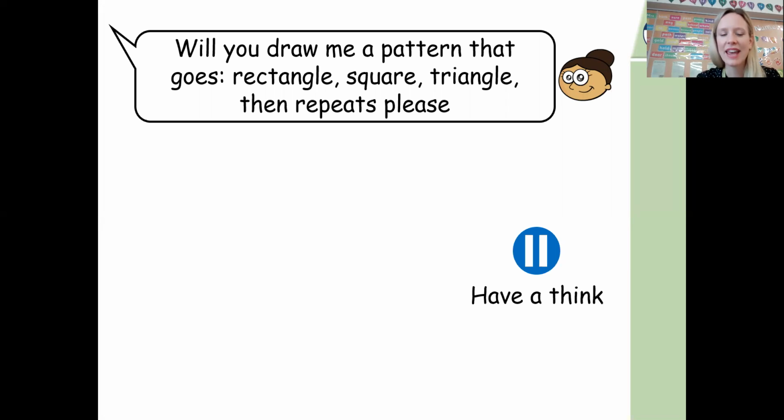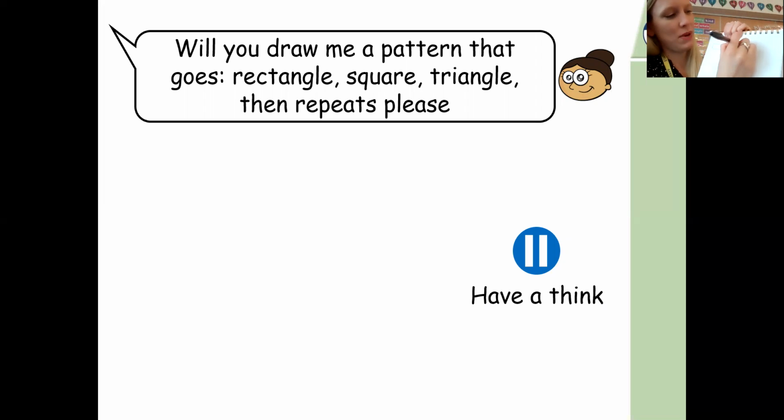Welcome back. How did you get on? Oh, I'll tell you what I should have done. I should have done it as well. Right. You were asked to draw a pattern that goes rectangle. Remember at the beginning of lockdown when I had a big whiteboard with me all the time? The good old days. Right, rectangle. And then it asked for a square. Your squares will be much neater than mine. And then a triangle. I'm going to do a little triangle.